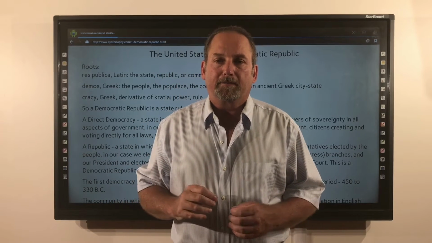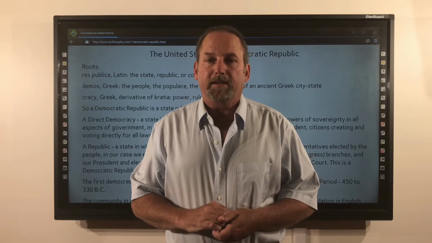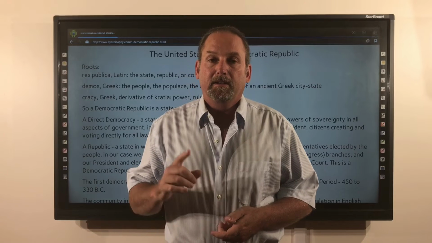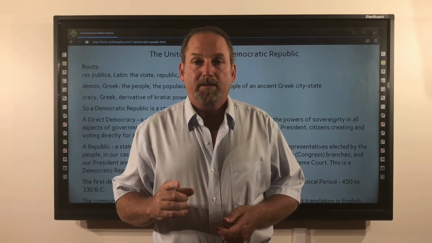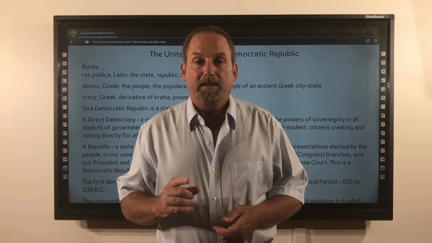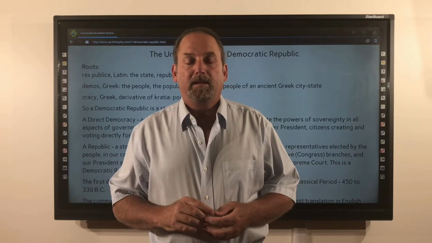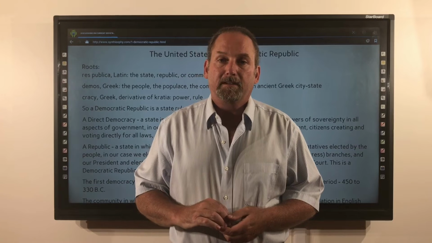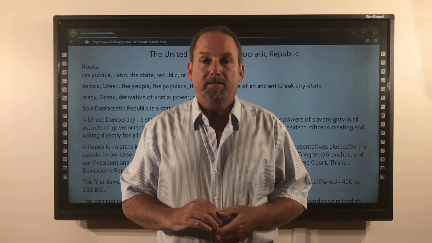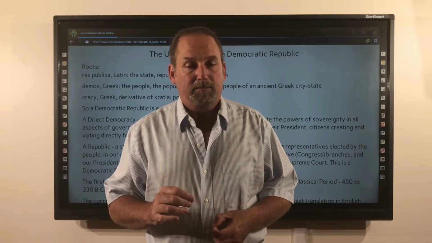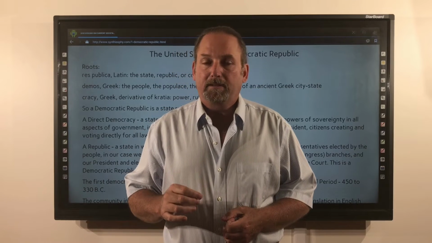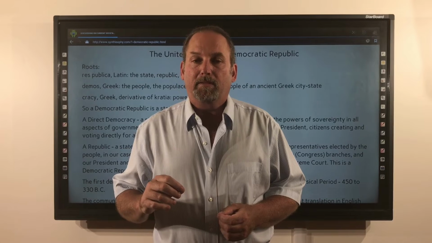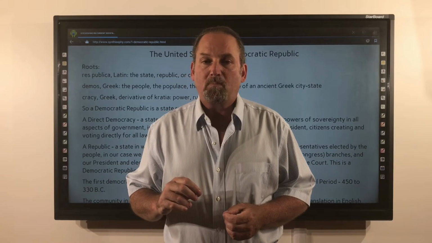Here are some quotes from our founding fathers clarifying their reasoning for a democratic republic versus a direct democracy. Note they are describing the problems of a direct democracy and the need for a democratic republic. James Madison, in the Federalist Papers, number 14, 1787, said, "In a democracy, the people meet and exercise the government in person. In a republic, they assemble and administer it by the representatives and agents."